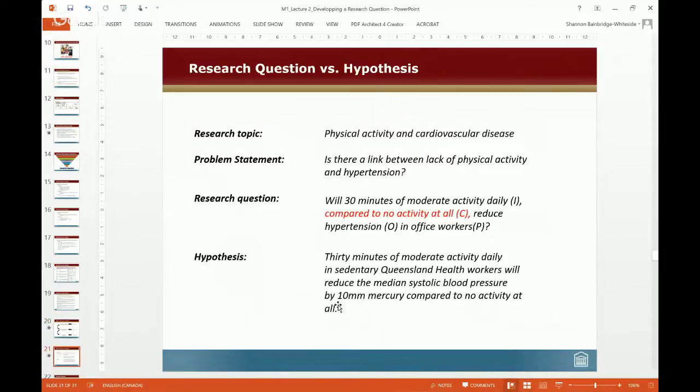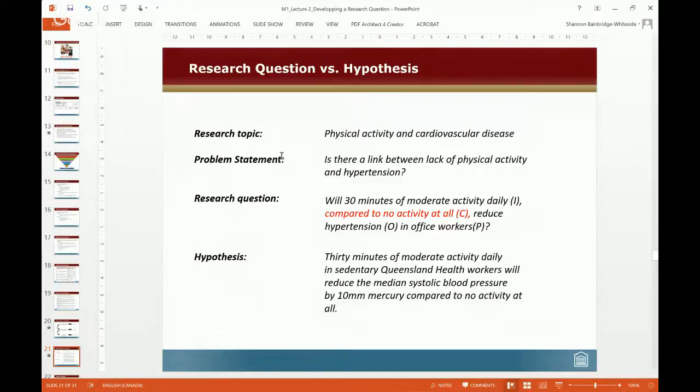So here's an example to help you out. Here's an example of a very broad research topic. Some of you may have said on day one, my thesis is related to physical activity and cardiovascular disease. Okay, so I have a general idea of what you're interested in. I certainly don't know the specifics. I certainly don't know exactly what it is you're interested in.